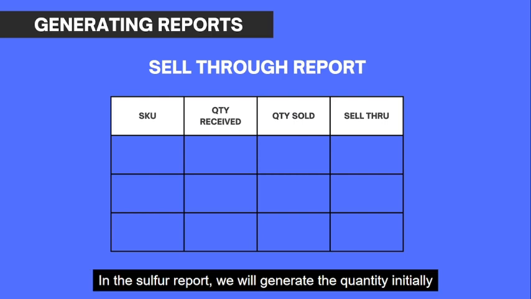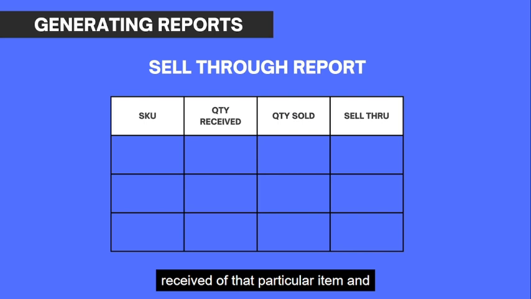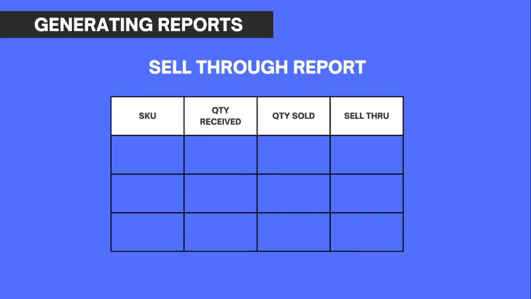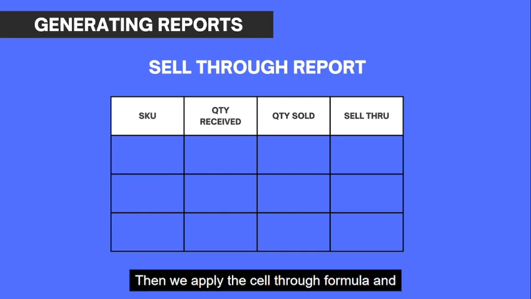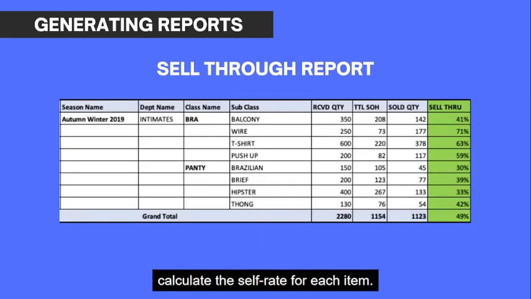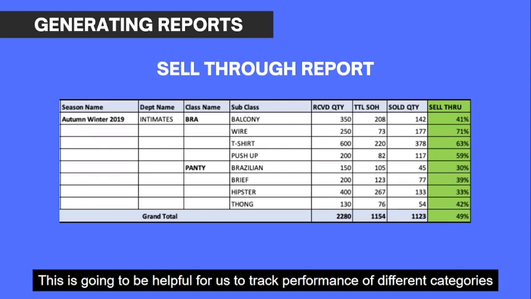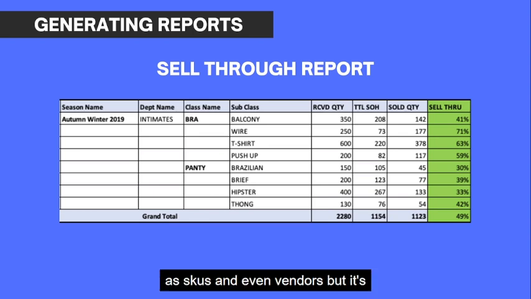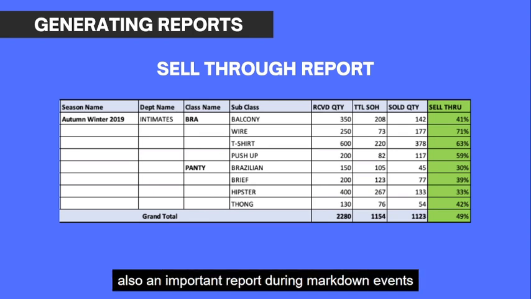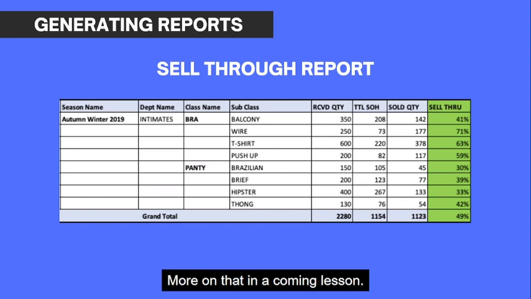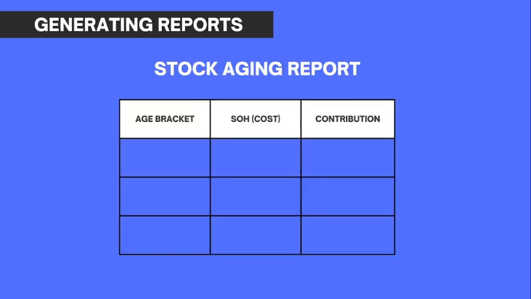In the sell-through report, we will generate the quantity initially received of that particular item and the quantity that has been sold until this date. Then we apply the sell-through formula and calculate the sell-through rate for each item. This is going to be helpful for us to track performance of different categories, SKUs, and even vendors. But it's also an important report during markdown events and is used while managing markdowns. More on that in a coming lesson.